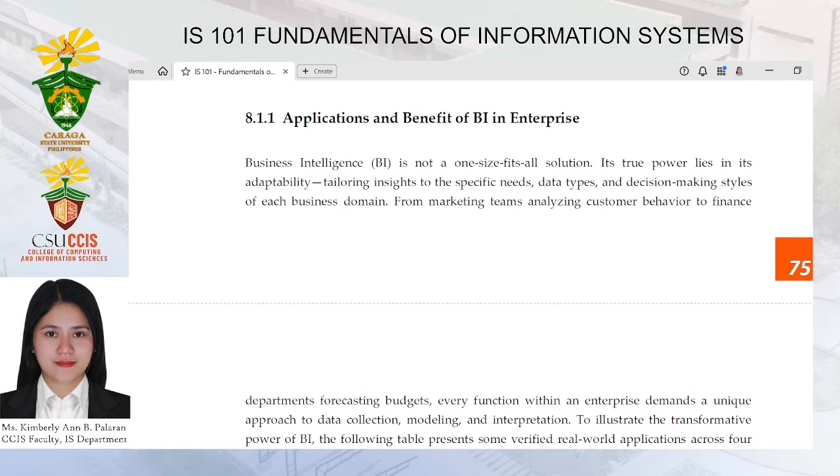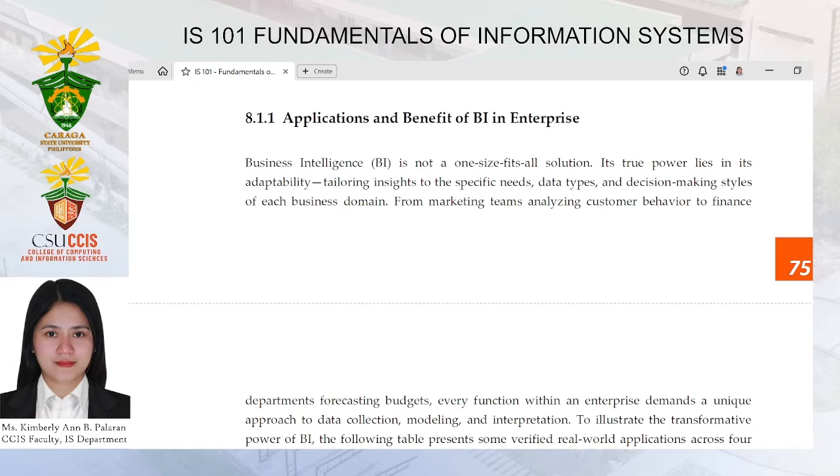So now, we ask the question, why does business intelligence matter? The simple answer is because business intelligence removes guesswork, or guessing what to do next. It helps businesses save time, spot trends, make smart decisions, and improve performance.